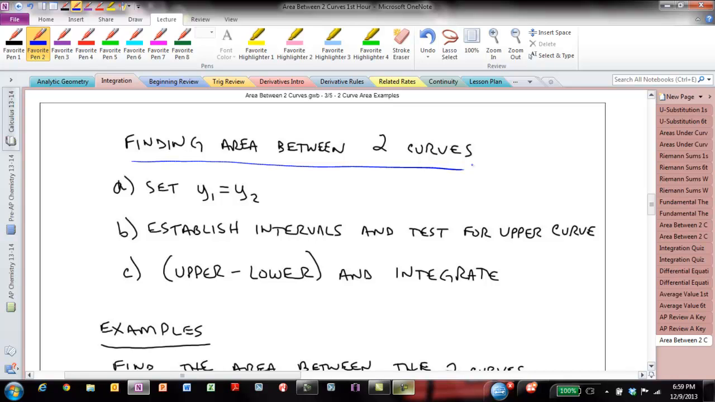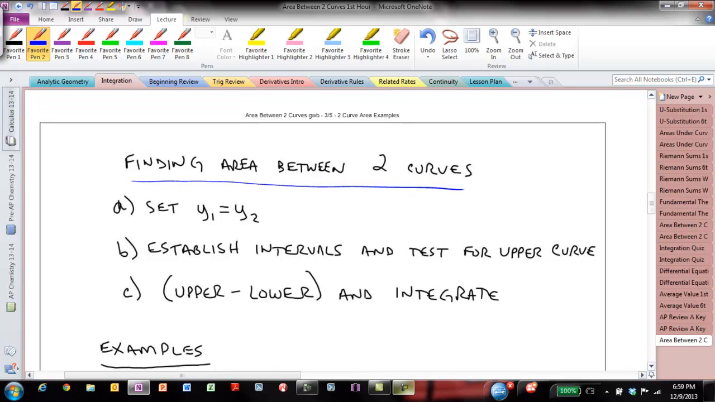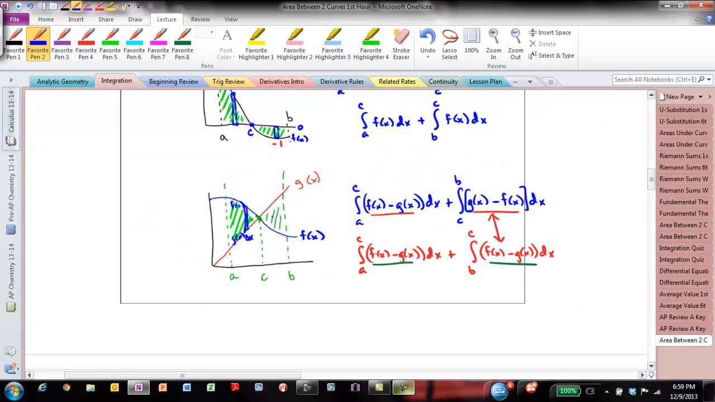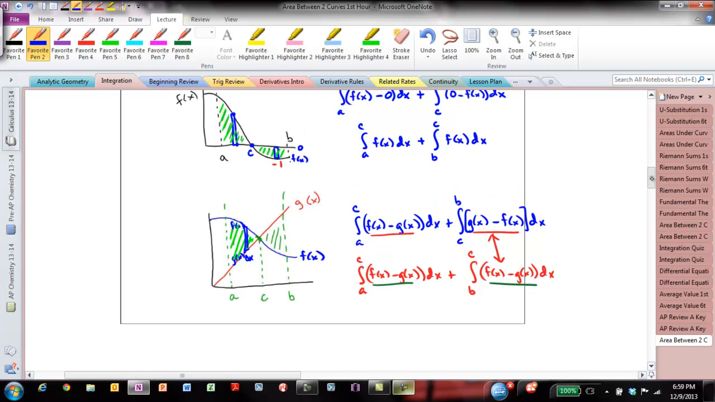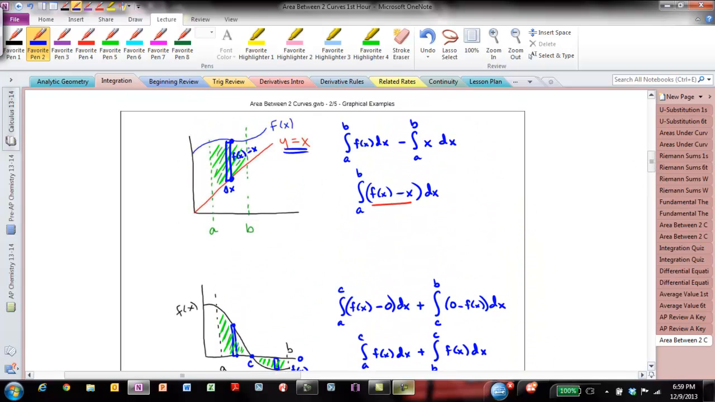So first you're going to set the two functions equal to each other. Why that's important is you're going to find out where they cross. And that's what we've been looking at up in these pictures, is the point where they cross was always really important. So in each of these, that point was marked.